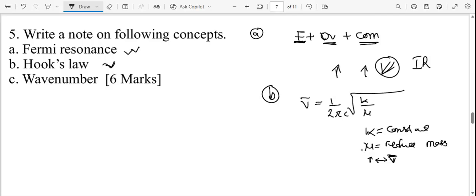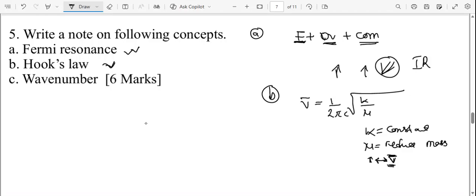So as the bonds absorb a lot, like absorbing high energy, the wave number also increases. So that's how we can relate this equation. It's 1 over 2 pi c times the square root of k over mu. So that is the wave number. That's the equation.